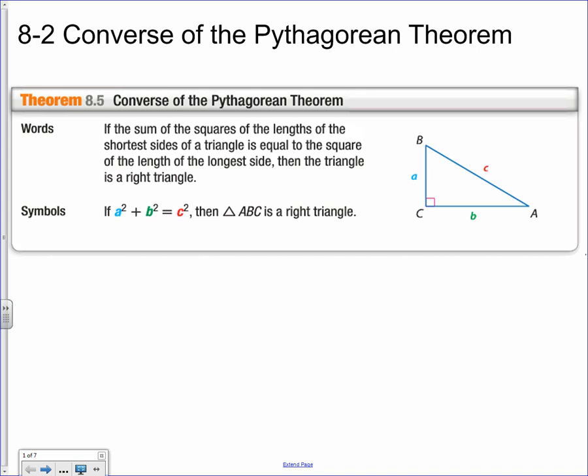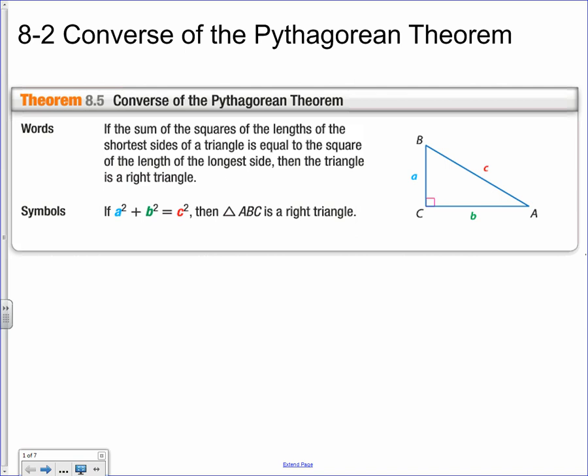Today we're going to be talking about the converse of the Pythagorean theorem. We have already talked about this as we did our introduction into chapter 8. You will notice that this is still in section 2. So the Pythagorean theorem stuff that we did yesterday, along with its converse, are part of section 2.